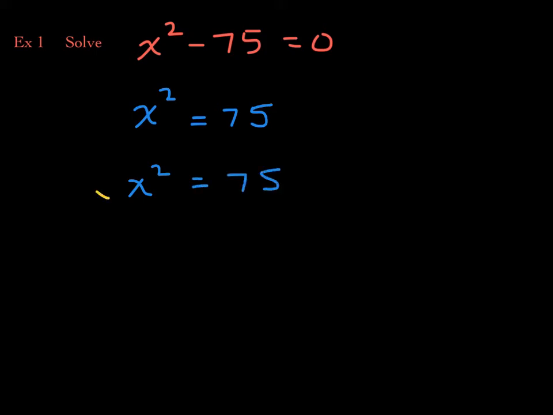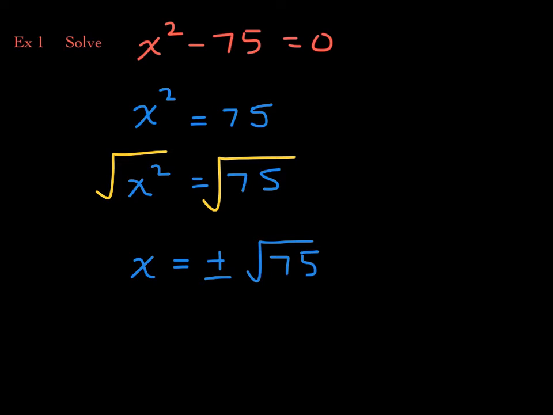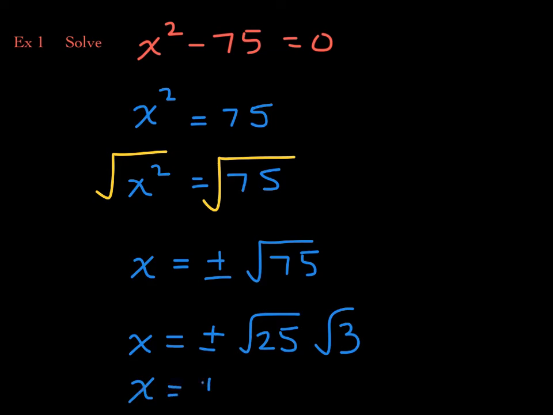This is the square root property. So the left-hand side is just x, and we have, remember there's two solutions, plus or minus the square root of 75. We can simplify this by saying x is equal to plus or minus the square root of 25 times the square root of 3. So your final solutions are plus or minus 5 root 3.